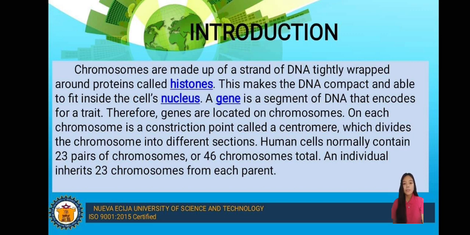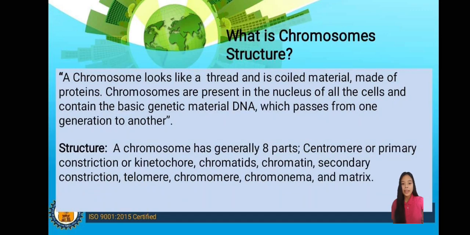Most DNA is found inside the nucleus of a cell, where it forms the chromosomes. And we all know the human cells normally contain 23 pairs of chromosomes or 46 chromosomes in total. An individual inherits 23 chromosomes from each parent. So next, what is chromosome structure?